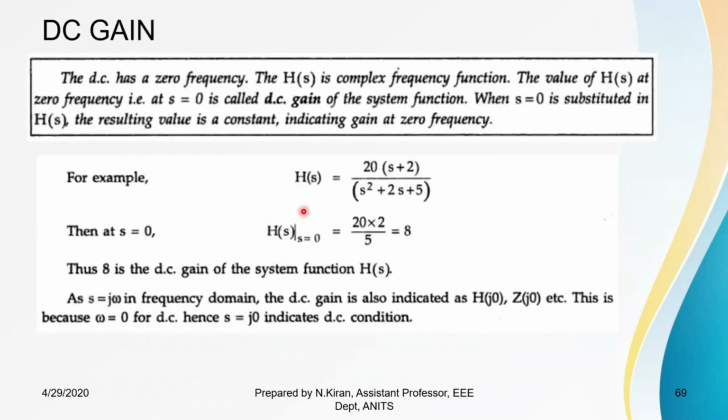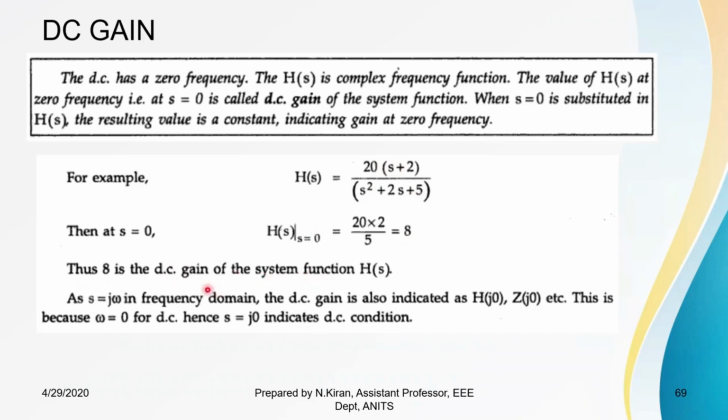So the DC gain. Let us consider H of s to be 20 into s plus 2 over s square plus 2s plus 5. Then let us find the value of H of s when s is equal to 0. If s is equal to 0, this value becomes 20 into 2 by 5, which is equal to 8. So this is called the DC gain of the system.